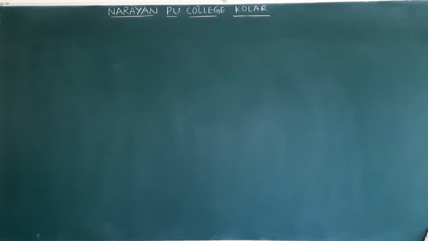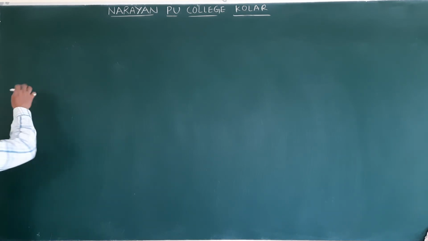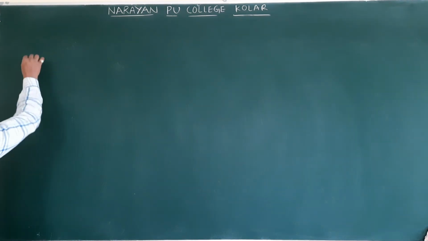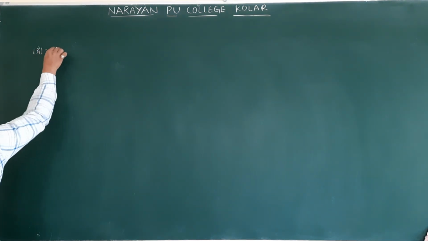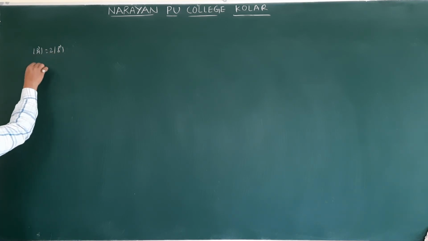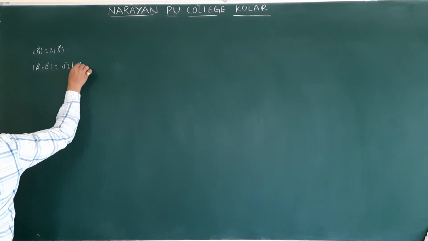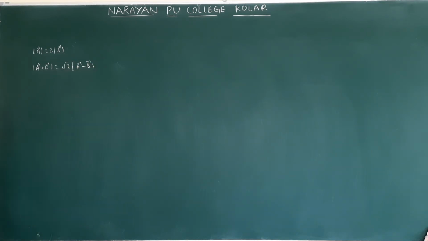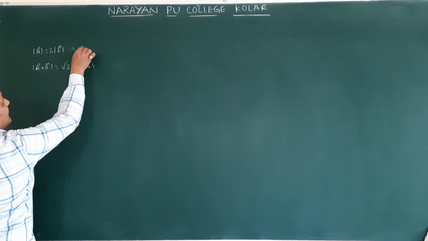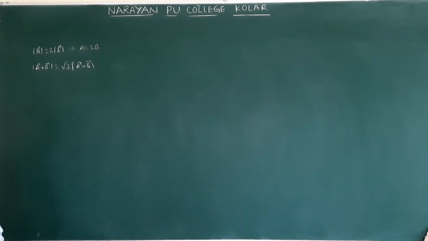Next see question number 58. If A bar is equal to 2B bar, and modulus of A bar plus B bar is equal to root 3 times modulus of A bar minus B bar, then the angle between A bar and B bar is. So they gave A bar is equal to 2B bar, and A bar plus B bar is equal to root 3 times A bar minus B bar, this is modulus. Modulus means this implies A is equal to 2B.